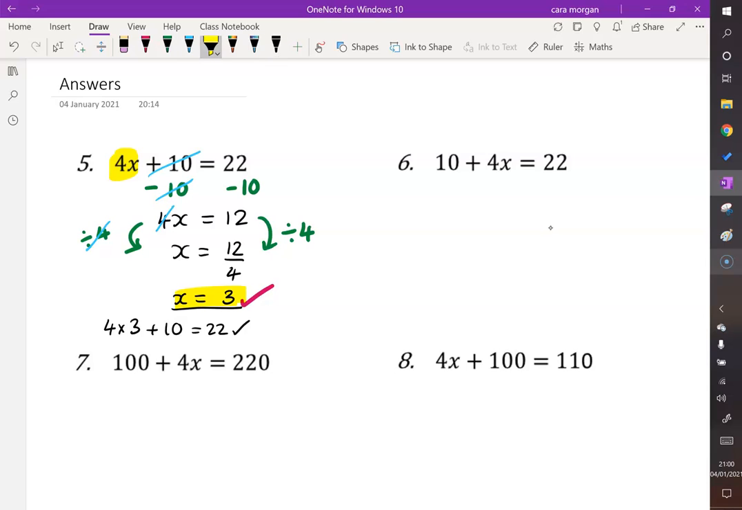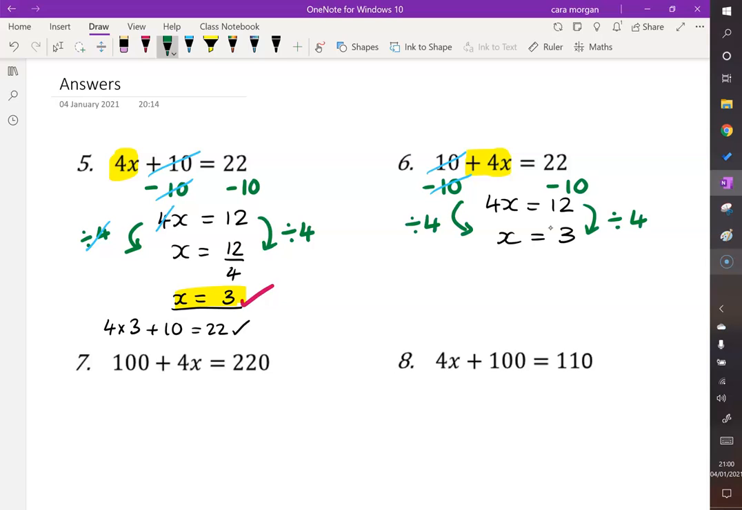Number 6. So 4x. Now I can see, oh, that was my alarm going off. Right, I can see that actually I think this is the same as the last question. I'm going to isolate the positive 4x. I'm just going to check that is a positive 4x. I'm going to subtract 10 from both sides. I'm left with 4 x's are worth 12. Ah yes, x must be worth 3. I mustn't forget to show that I'm dividing both sides by 4.